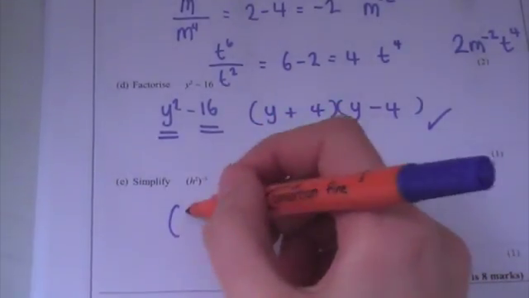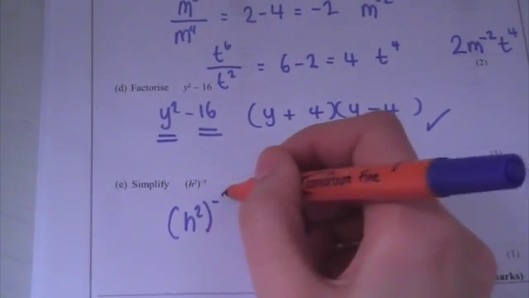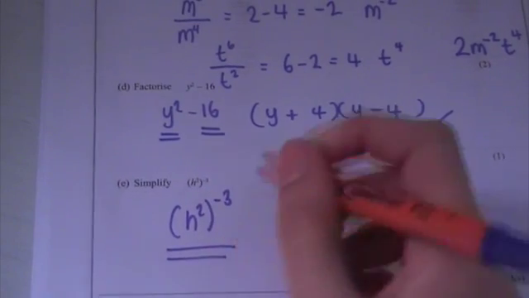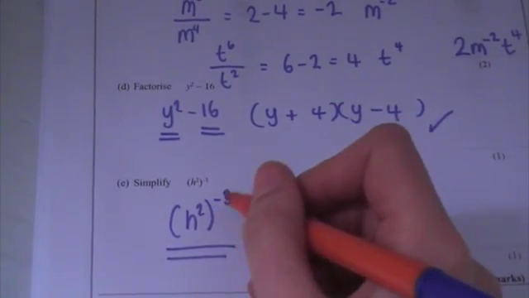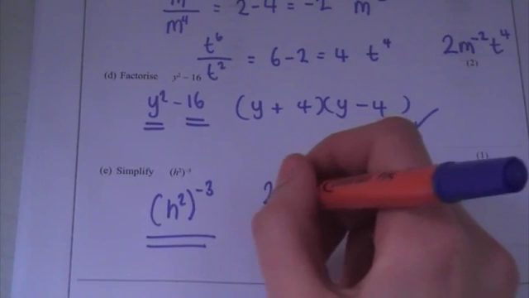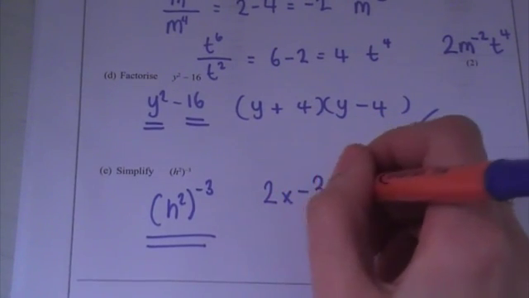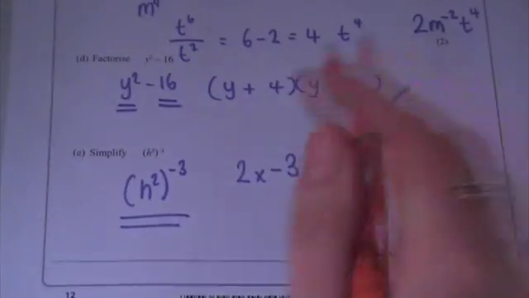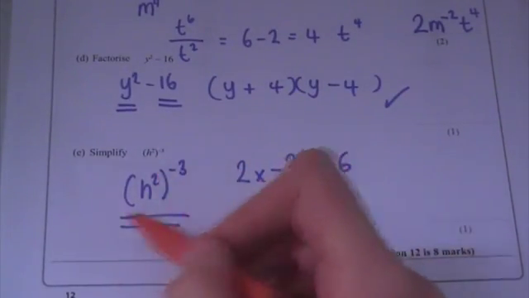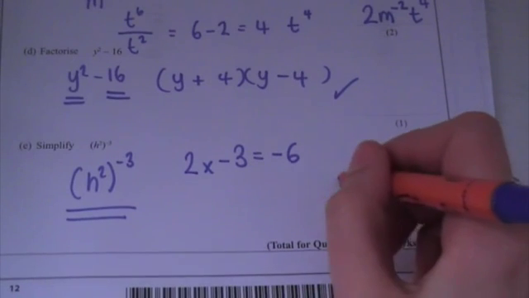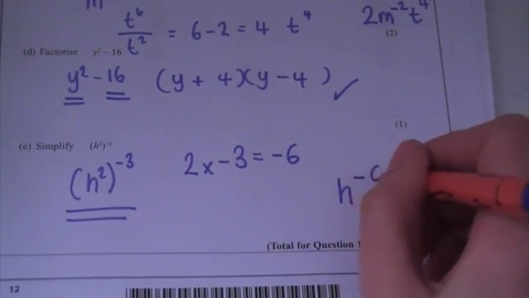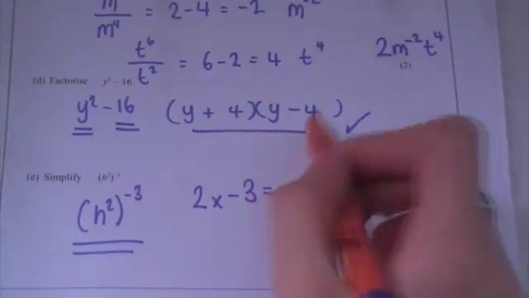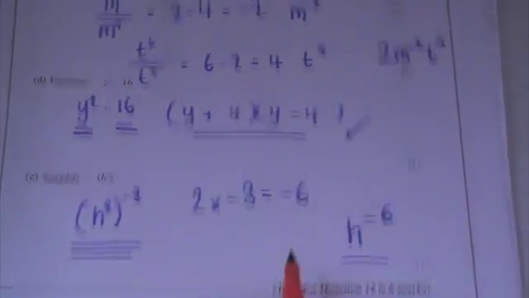Last one, simplify h squared all to the power minus 3. So the rule with this one, we are going to times the powers together. So essentially we need to do 2 times by minus 3 to give me minus 6. So because we multiplied those powers together, we no longer need the brackets. So it'd be h to the minus 6. And that's it, fully simplified.